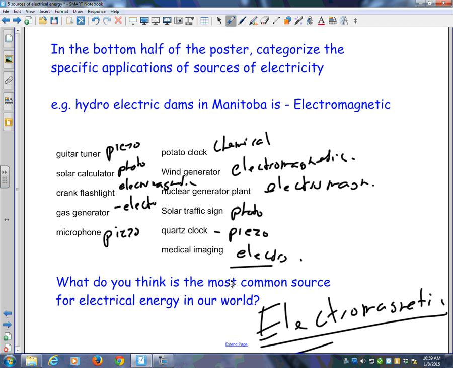If your name's not on the poster, you don't get the mark. It's out of 4, completely. You're either going to get 0 or you're going to get 4. You guys just need to do it.